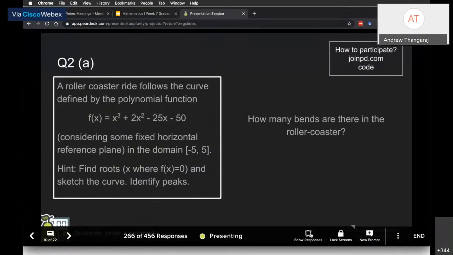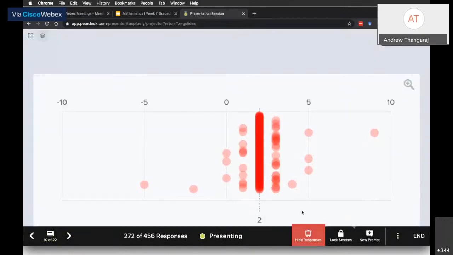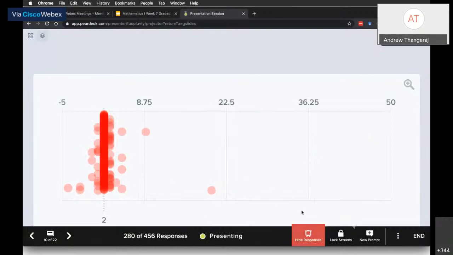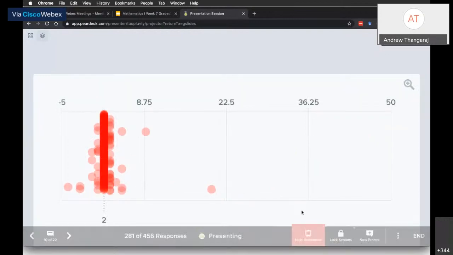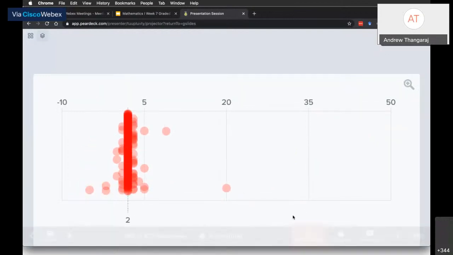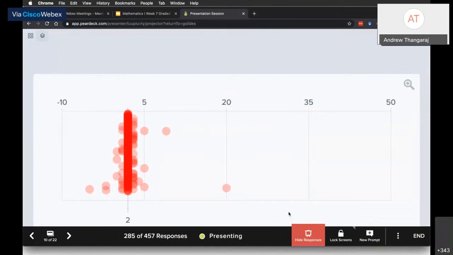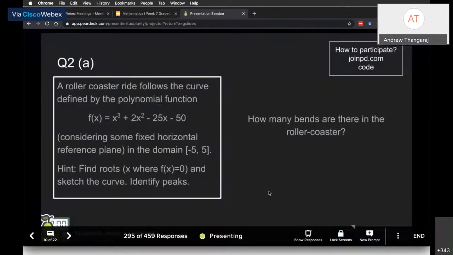So let me show you the responses that have come. Quite a large number of people have said 2, and there are quite a few people outside of that. 2, as it turns out, as you can guess, is the correct answer. I will show you the solution, but there is a part B to this question. So let's go to part B of the question, quickly finish that, and then we'll discuss the solution in some more detail.